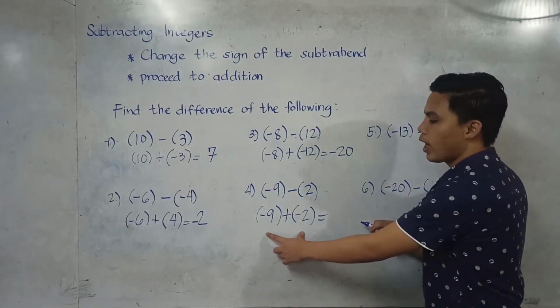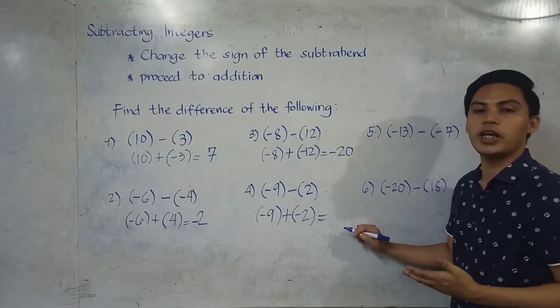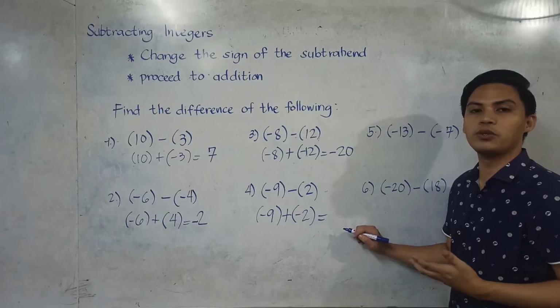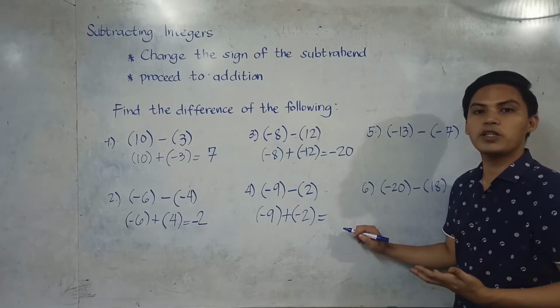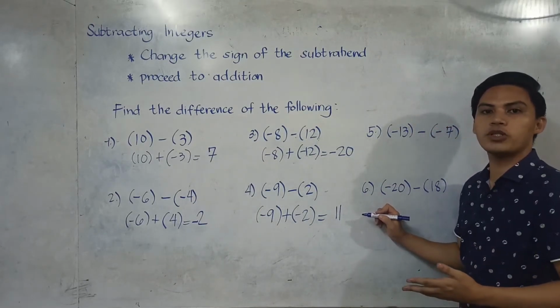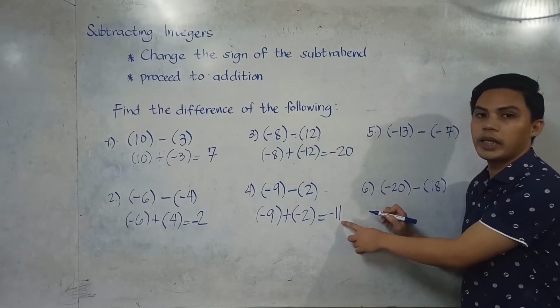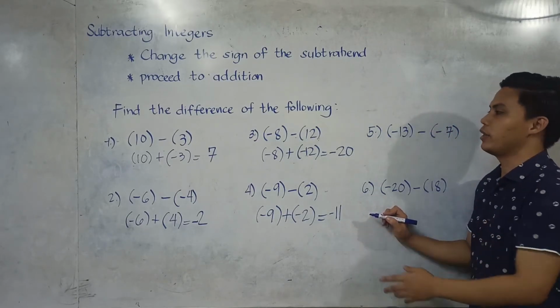Okay. Like signs, add their absolute value. Anong absolute value ng 9? That is positive 9. Ang absolute value naman ng negative 2, that is positive 2. So 9 plus 2, you will have 11. Then copy their common sign, which is negative. So the final answer will be negative 11.